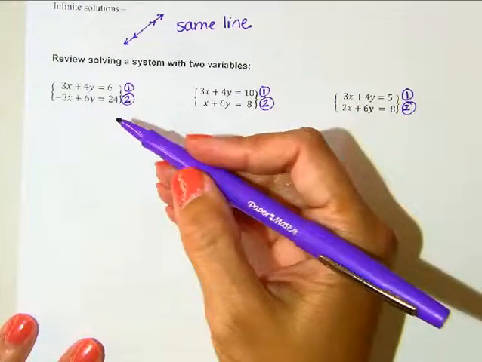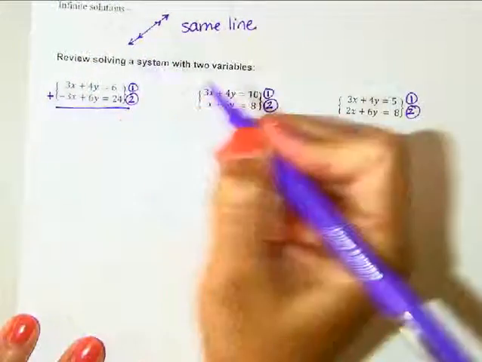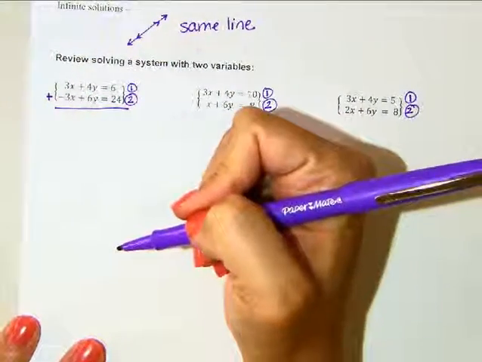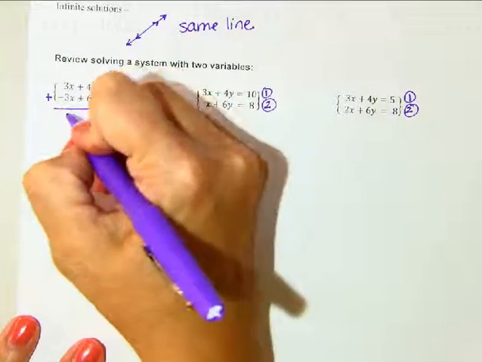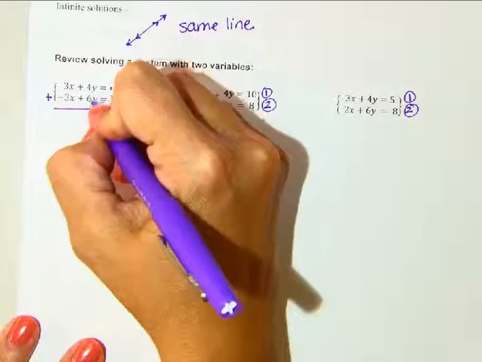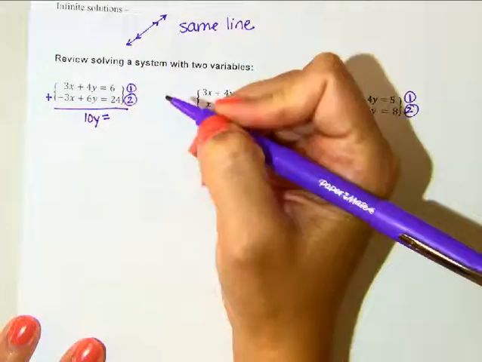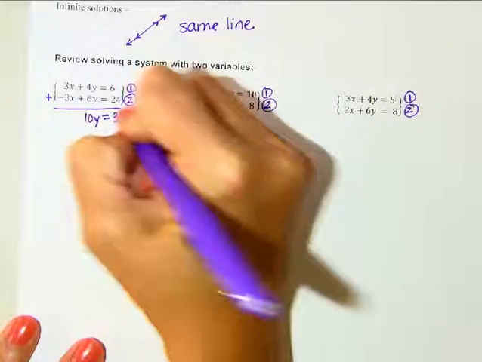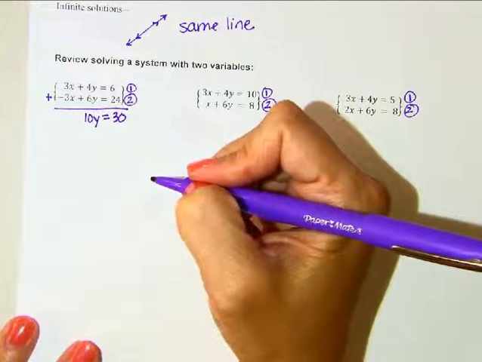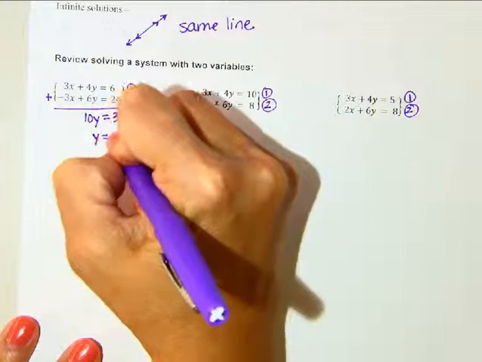In this case, I can add these two equations, and I can see right away that the 3x is going to cancel out to 0. I don't need to write 0x. But I have 4y plus 6y is 10y, and then 6 plus 24 is 30. Now I'm down to one variable. If I divide by 10, I get y is 3.